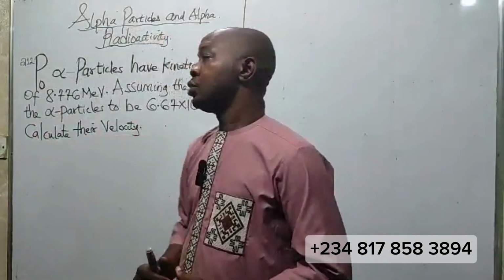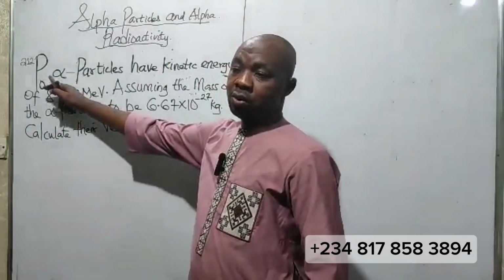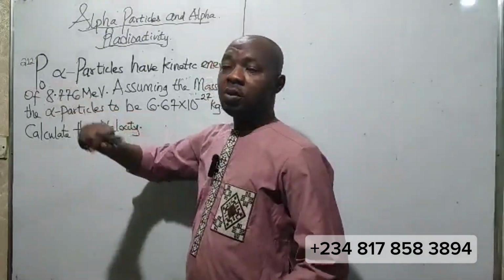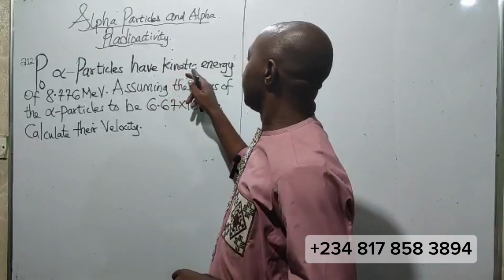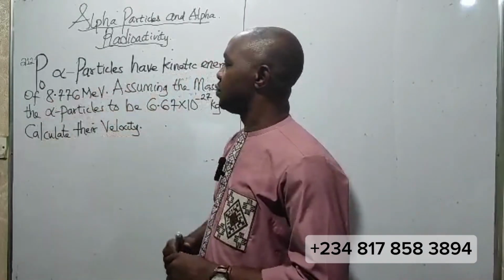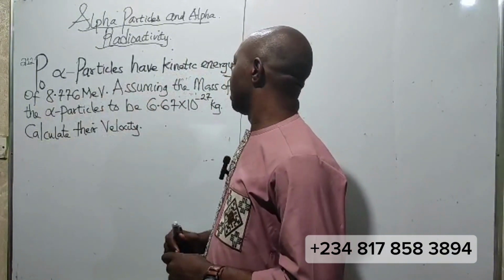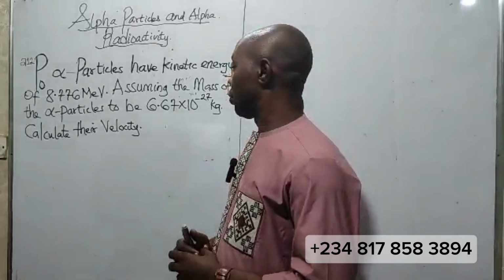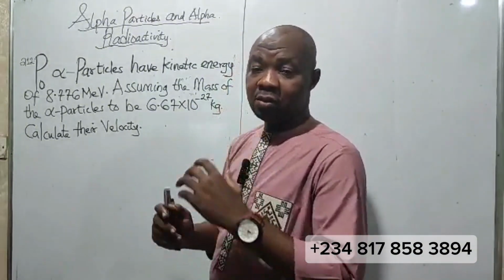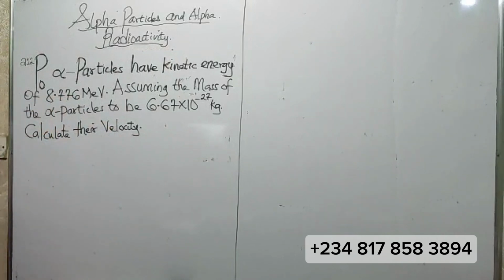All right, so today we are going to solve this question. Now we have a polonium particle, and this is the symbol for polonium. The alpha particles have a kinetic energy of 8.776 mega electron volts. Assuming the mass of the alpha particles to be 6.67 times 10 raised to the power of minus 27 kilograms, we want to calculate their velocity. So what we want to calculate here is the velocity of the alpha particle.